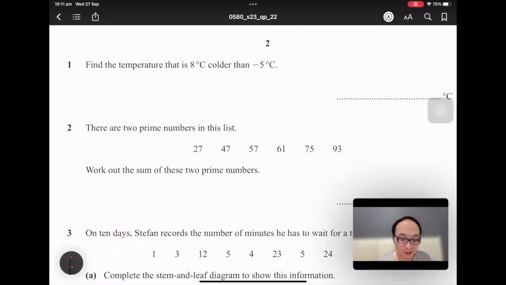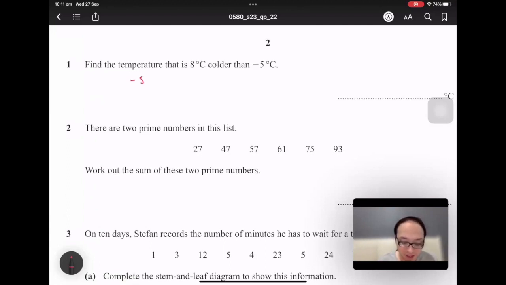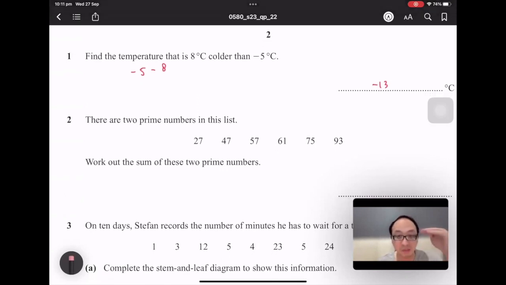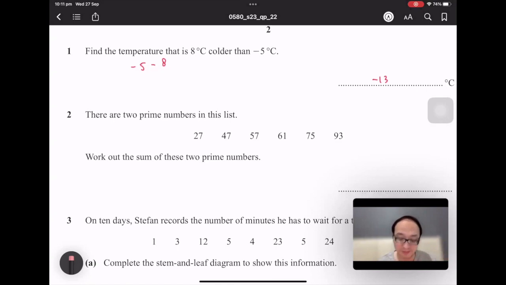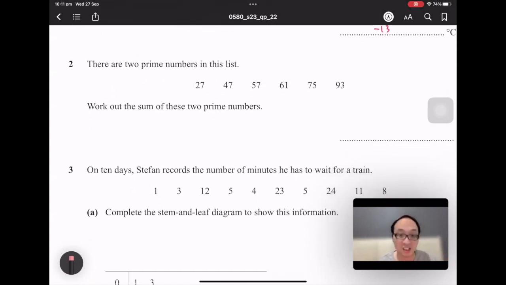Find the temperature that is 8 degrees Celsius colder than negative 5 degrees Celsius. So that means this is negative 5 minus 8, which equals negative 13 degrees Celsius. Colder means it's lower, so we just deduct it.